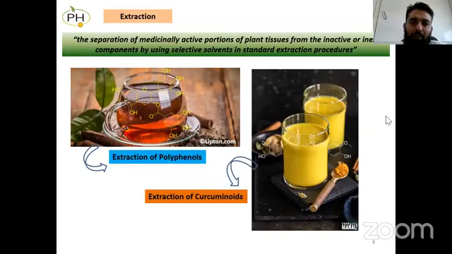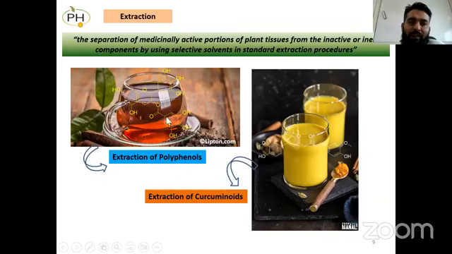I have taken two routine examples of why we are carrying out this extraction. The left picture is of black tea, prepared in water, and the right picture shows the beautiful golden color of turmeric in milk. So if you go by terminology, extraction is the separation of medicinally active portions of plant tissues from inactive or inert parts, by using suitable or selective solvents in standard extraction procedures.